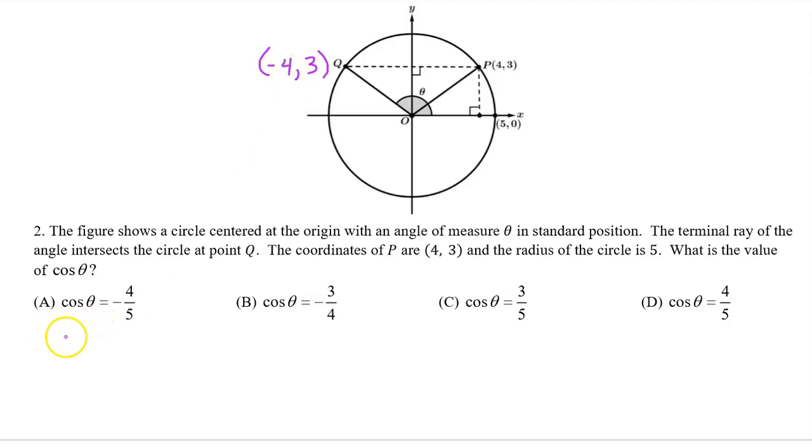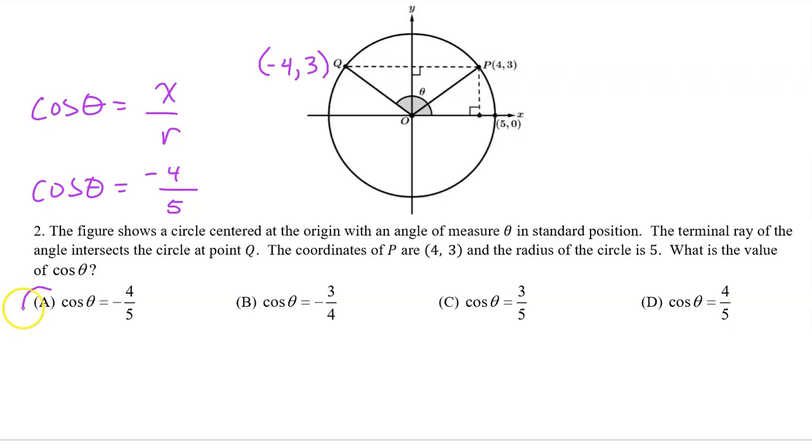We have memorized that the cosine of theta is equal to x over r. So in this case, the cosine of theta will equal -4 over the radius of 5. So the answer is A. By the way, it doesn't matter whether the negative sign appears in the numerator, in the denominator, or in the middle. -4 over 5 is the same as -4/5.